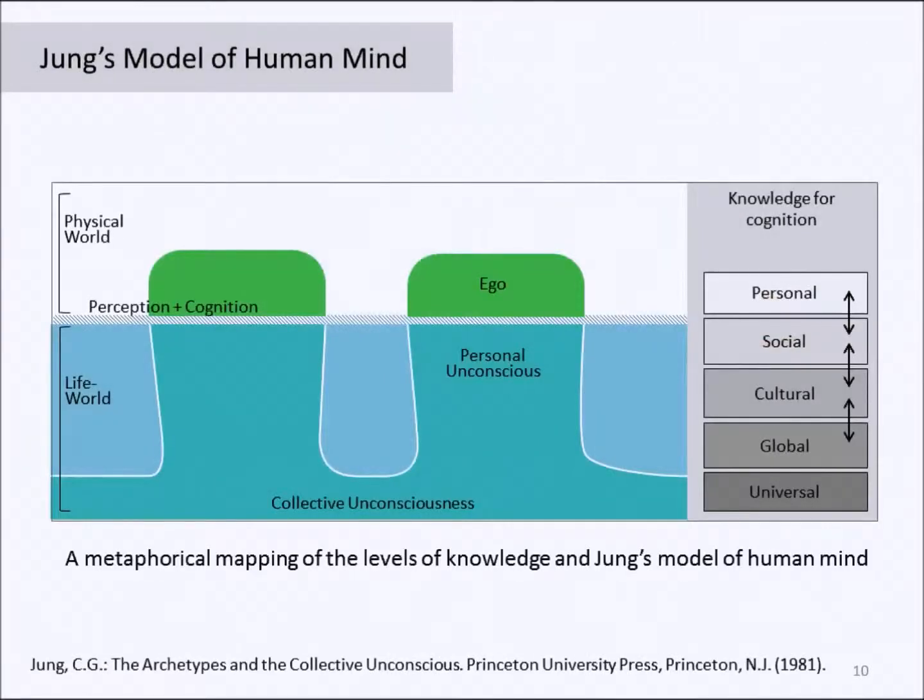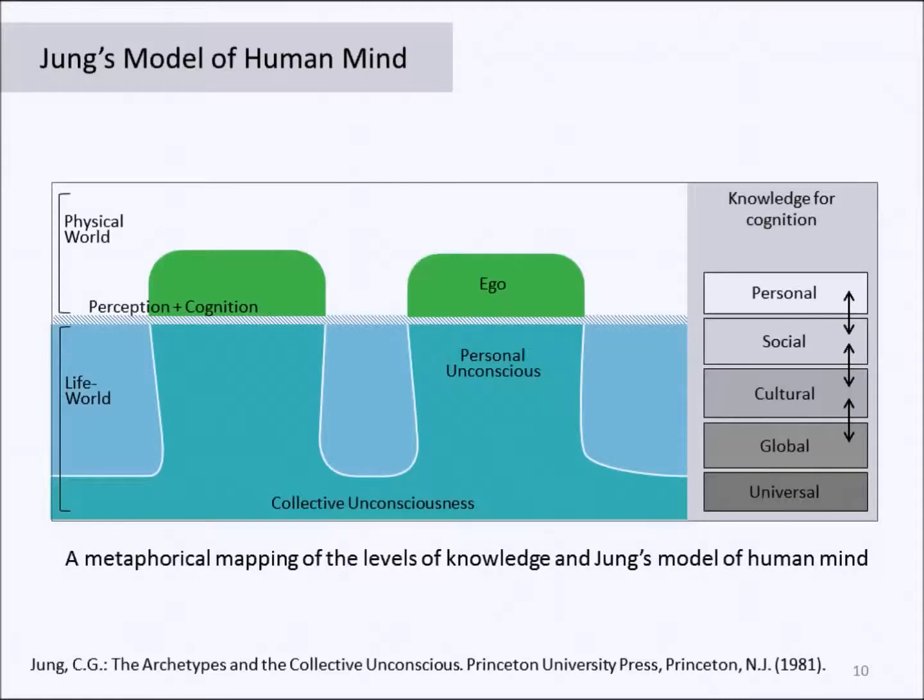Psychologist Carl Jung proposed a model of human mind, which is called the theory of collective unconsciousness. This model can actually be matched to our framework of human experience. This diagram is a metaphorical mapping that explains Jung's model and the different levels of knowledge.